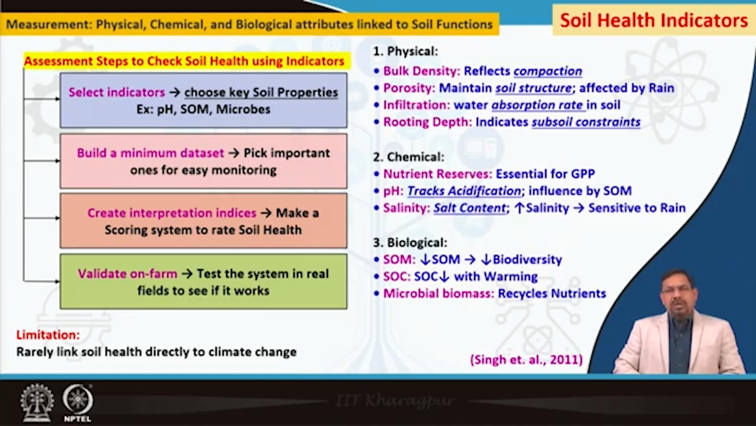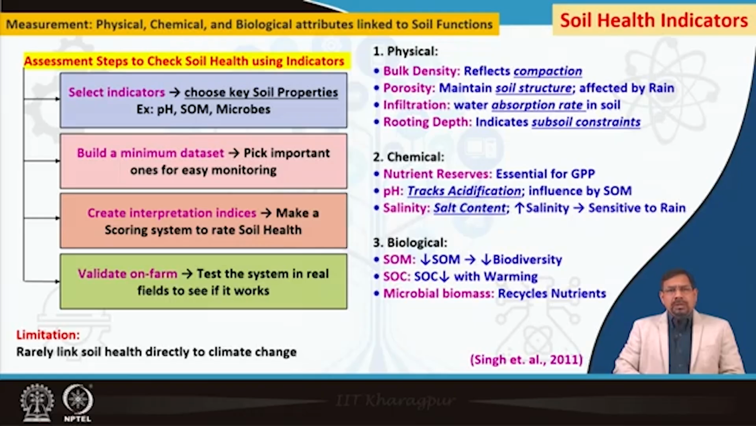We make a scoring system using a scale like 1 to 10 or 0 to 1, and then we go with respect to measuring or making the scoring system to rate the soil health. Finally, validation. Validation on farm: test the system in real fields to see if it works.